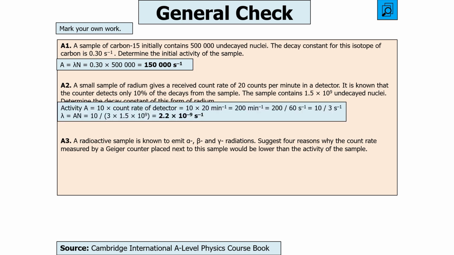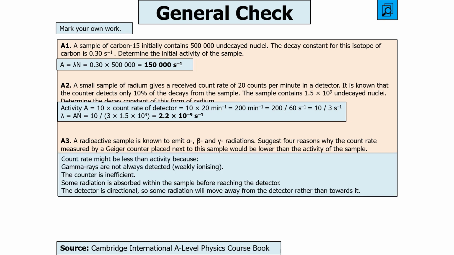Next one, activity is equal to 10 times the count rate of the detector, because it's going to be 10 times the number you got there. So it'll be 10 times 20 per minute, which is 200 per minute. In seconds, it's going to be 200 divided by 60, which works out to approximately 10 over 3. The decay constant is A over N, my apologies, so you work it all through and you get 2.2 times 10 to the minus 9 seconds to the minus 1.